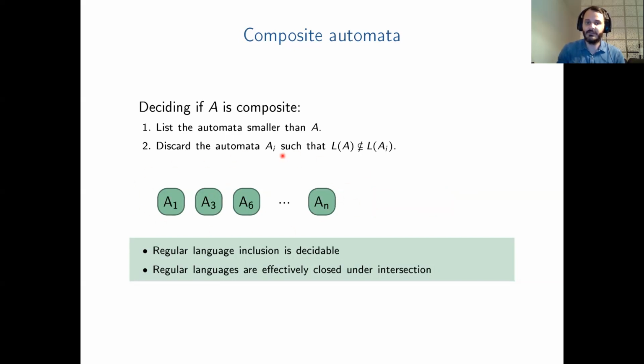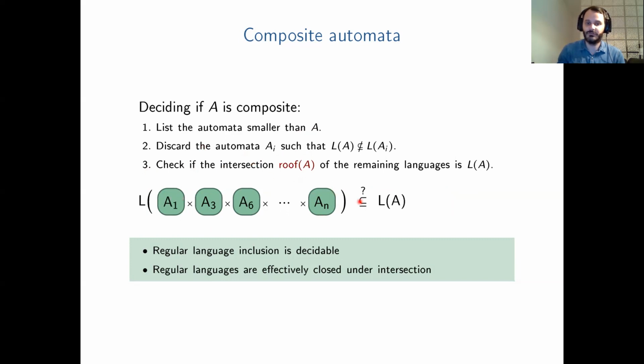All that is left is the automata that can actually be used in the decomposition of A. So what we do now is we take the intersection of all of these languages, we call this intersection the roof of A, and we check whether this is equal to the language of A. Note that we actually only need to check this inclusion. The reversed inclusion is guaranteed by step 2.